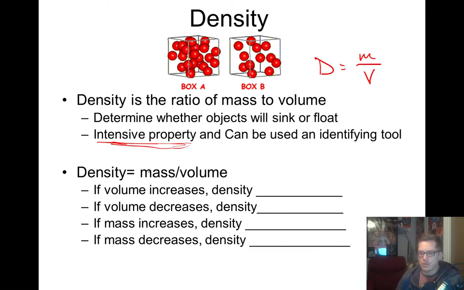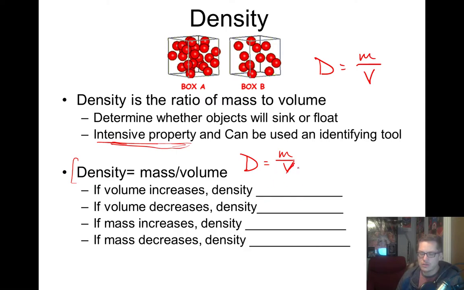So now one thing that you need to start getting used to do, and this is a really hard skill to master, so it might take you some practice, is thinking about what happens as we change things. So remember, density equals mass over volume. So now we have to start thinking about what happens to our density if we change certain aspects. So it says if volume increases, what happens to our density? And essentially we're going to say, is it increasing or decreasing?